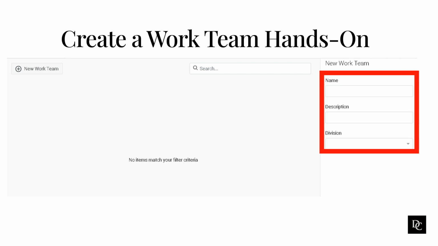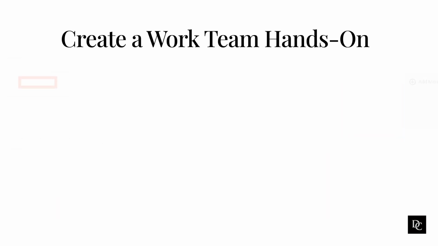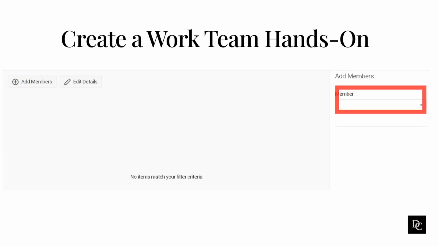Go ahead and click on the work team you just created so we can add some users. Click Add Members. In the member box, begin typing the name of the person and click it when it appears. Continue selecting team members, click Add when done.